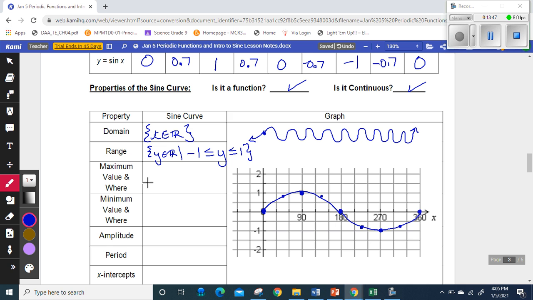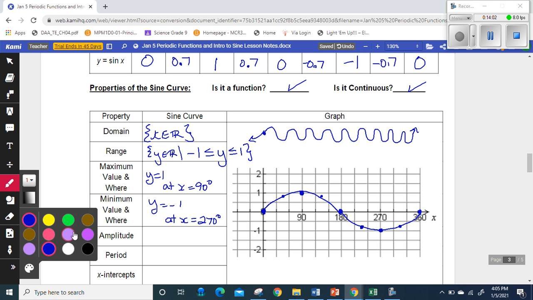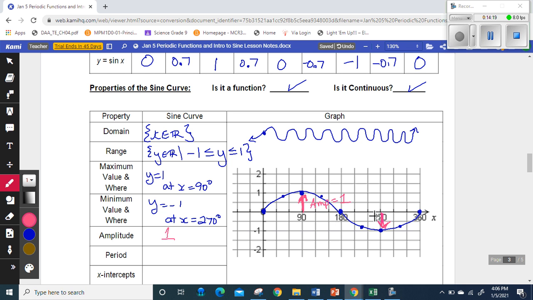My maximum is 1, and that's at x equals 90 degrees. My minimum is -1, and that's at x equals 270 degrees. My amplitude is how high the top part is. It's also how high the bottom part is. So it's my total height divided by 2. So my amplitude is 1. The period is how long it lasts for. So one cycle of sine lasts for 360 degrees. So it's like one loop around the circle.